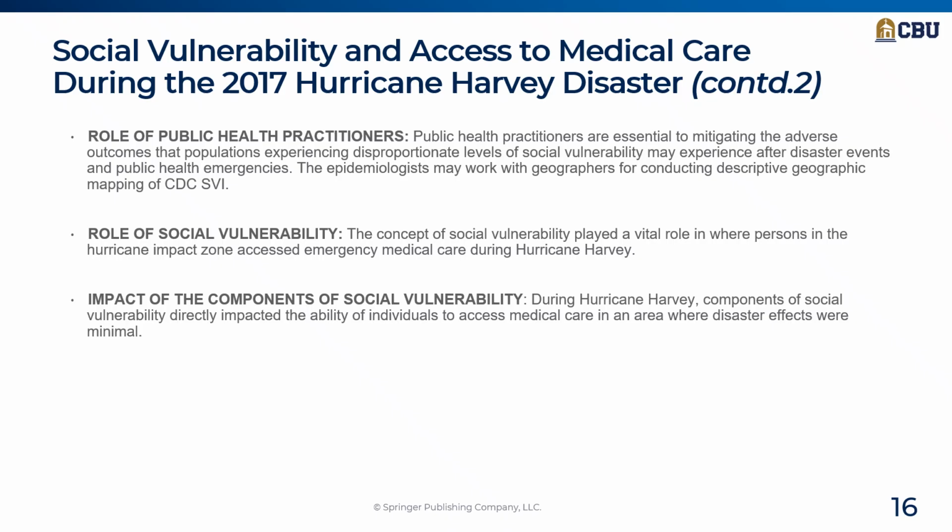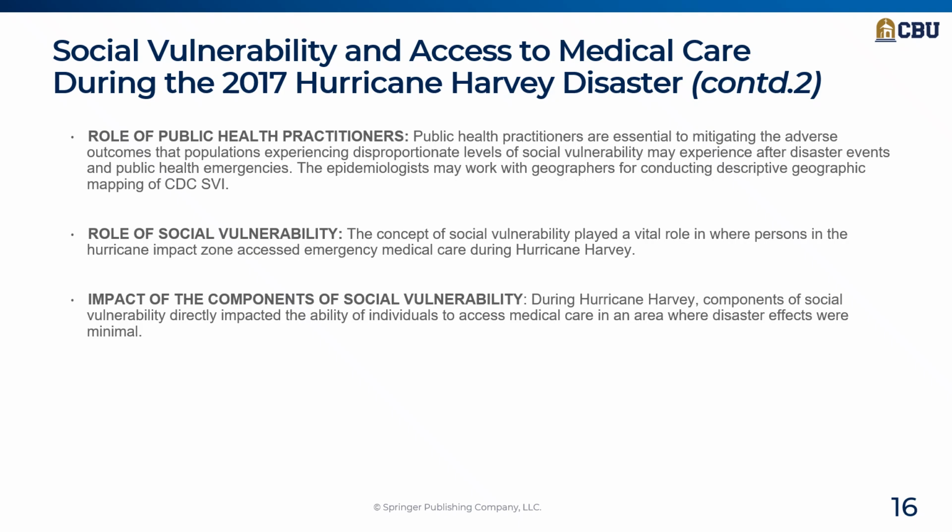After disasters, communities with higher social vulnerability are more likely to experience worse health outcomes. And public health professionals are essential to help mitigate those effects. Epidemiologists like myself often work with geographers. I also do this using GIS, geographic information systems, to help us visualize where vulnerable populations are. Using an index, for example, we can look at which communities have vulnerability concentrated. These tools help support spatial analysis that identifies which factors.